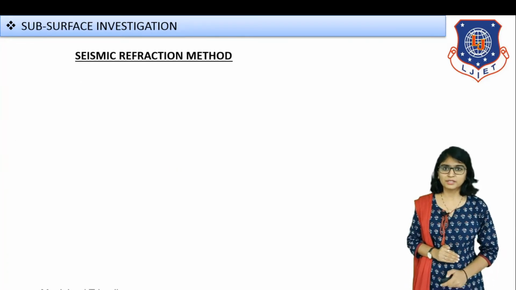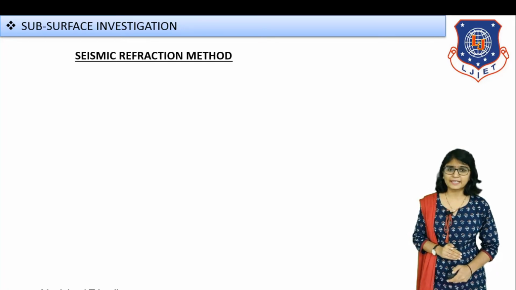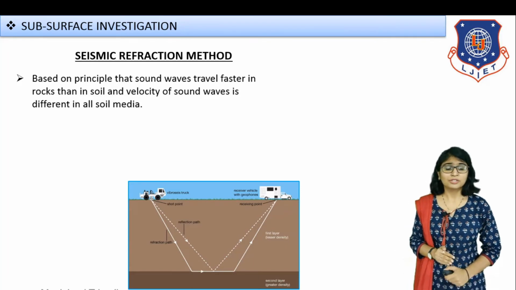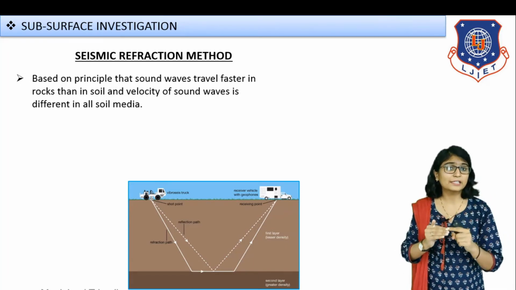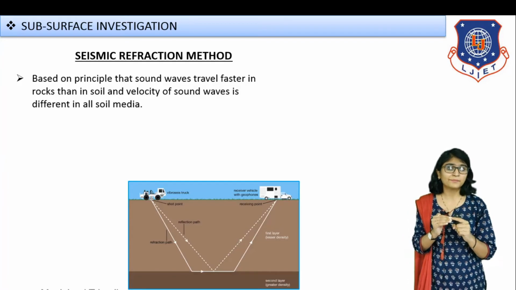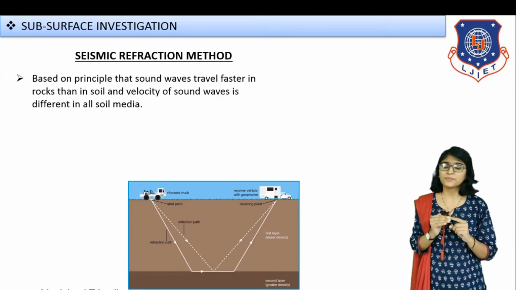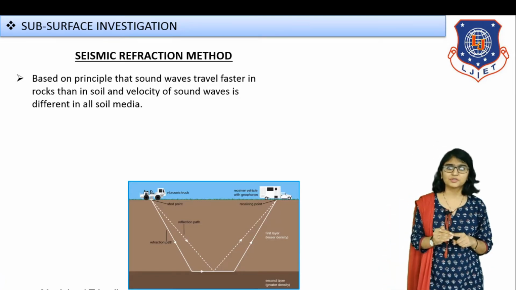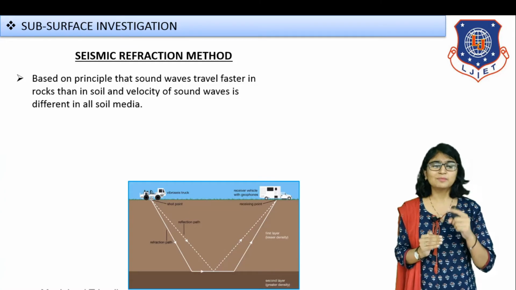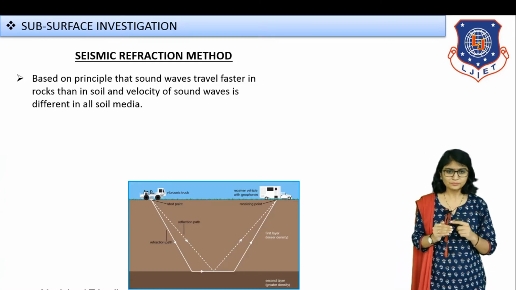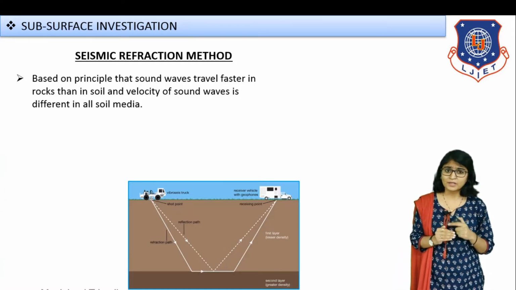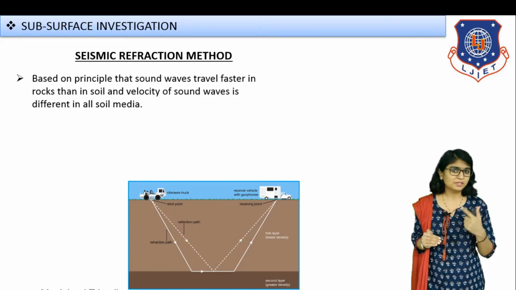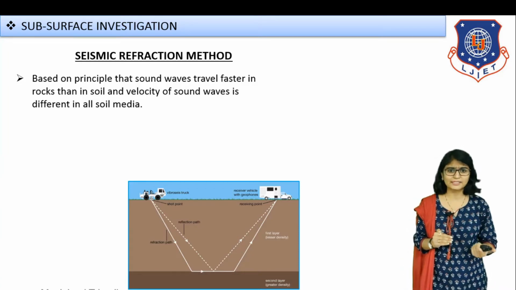Now let us move further, discussing the second type, that is the seismic refraction method. Now this is one of the subcategories of, speak in your mind, yes, geophysical methods. This is the category of geophysical method. The first method which you are seeing over here is the seismic refraction method. Now what is seismic? It means something related to earthquake, correct. When the word seismic comes, it is related to earthquake.